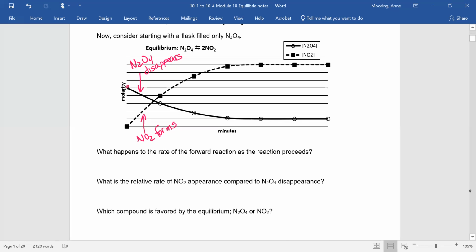As we look at what happens to the formation of NO2, initially the reaction is very fast. We have a steep slope, and then the reaction gets slower. We see the slope getting more shallow. So the rate of the forward reaction slows.